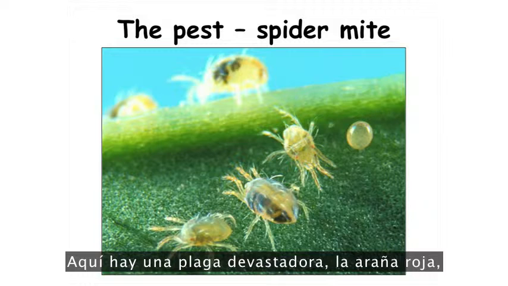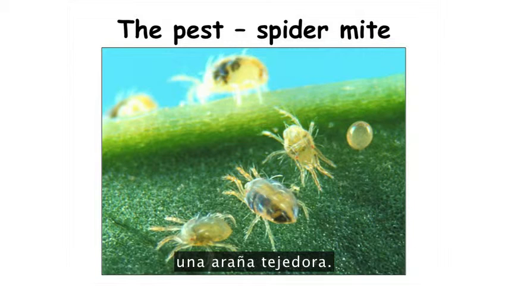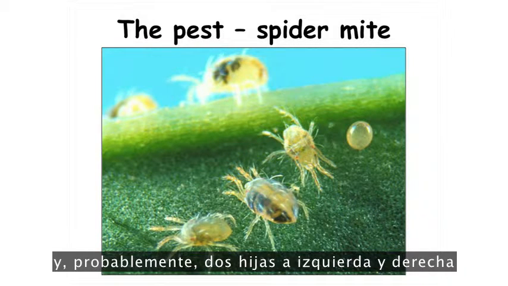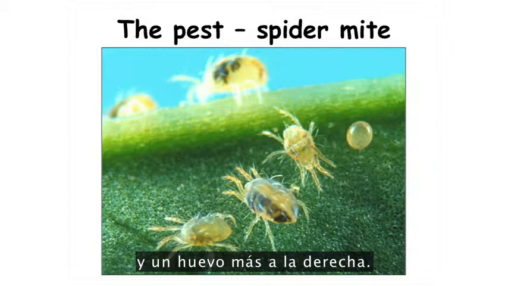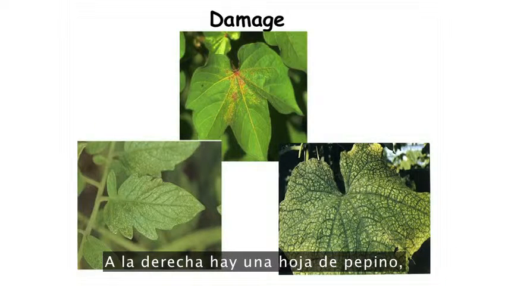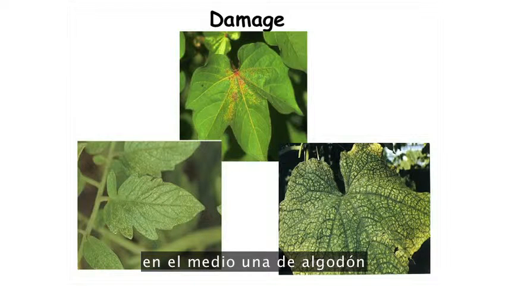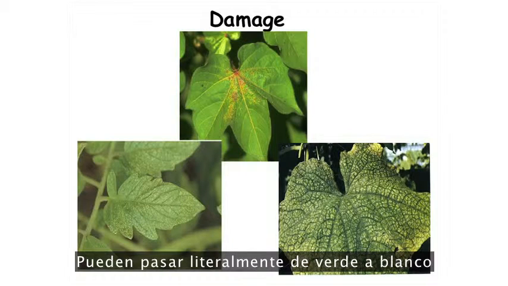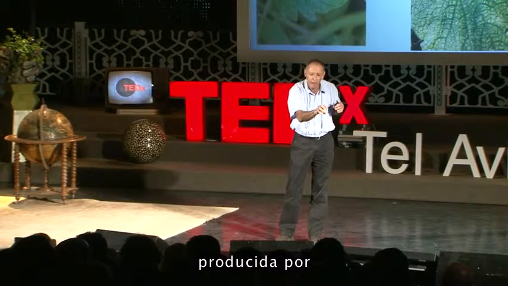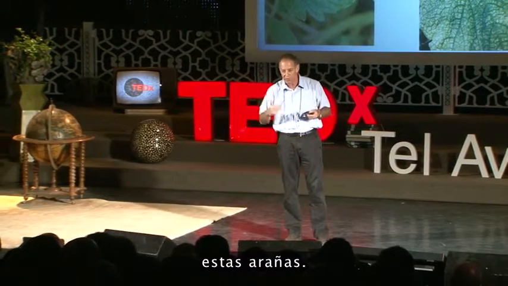Here is a pest, a devastating pest, a spider mite, called that because it has a lot of webbing, like a spider. You see the mother in between, and 2 daughters probably on the left and right, and a single egg on the right-hand side. And then you see what kind of damage it can inflict. On your right-hand side, you can see a cucumber leaf, in the middle a cotton leaf, and on the left a tomato leaf with these little stipplings. They can literally turn from green to white because of the sucking, piercing mouth parts of those spiders.